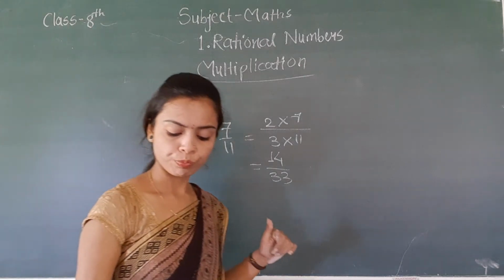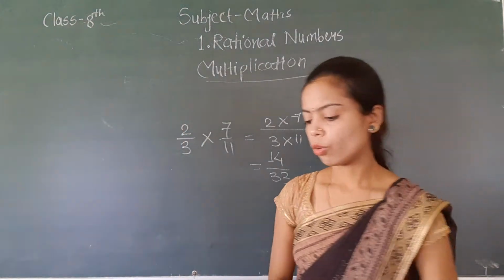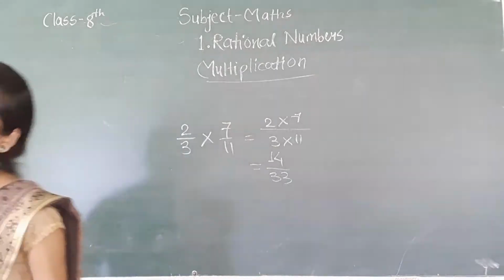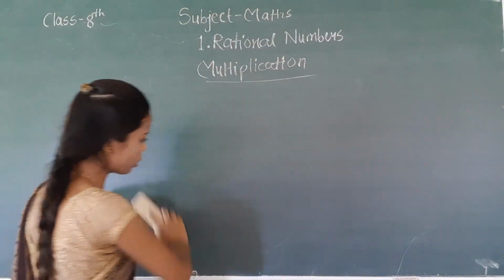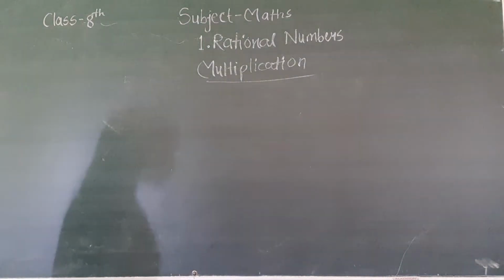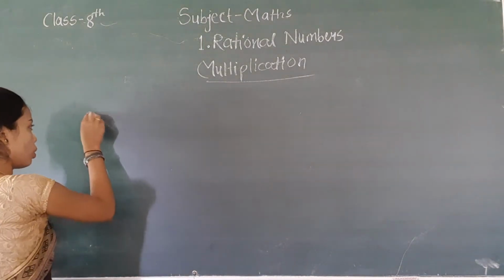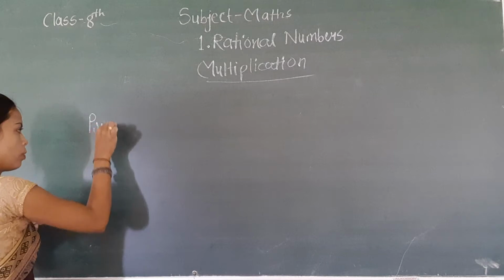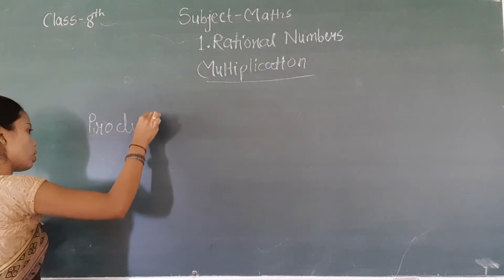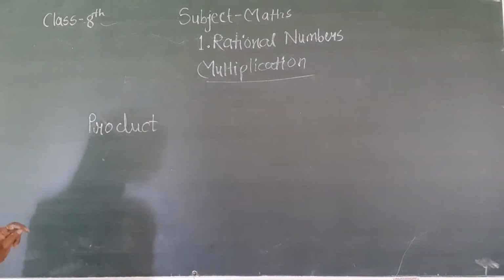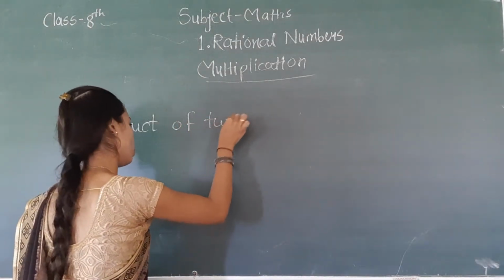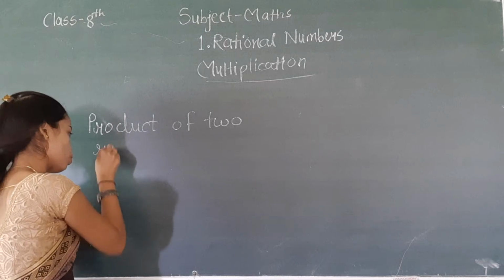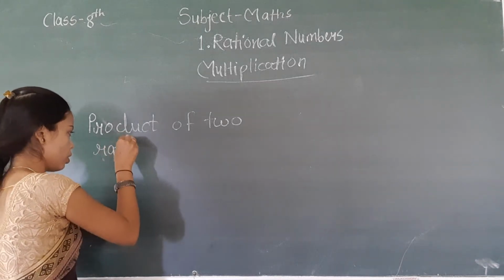First of all, what is the statement of multiplication of two rational numbers? You have to write it as product. We call the multiplication as product. हम multiplication को क्या बोलते हैं? Product बोलते हैं.